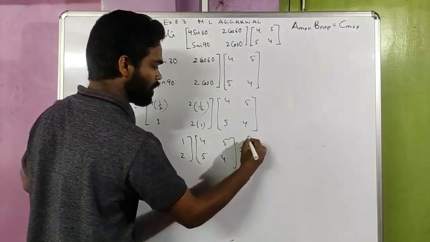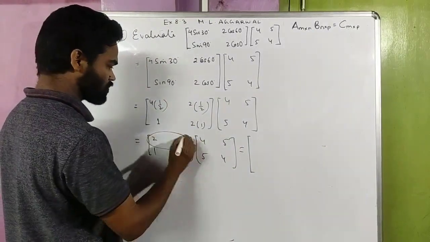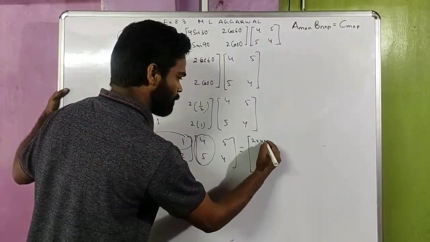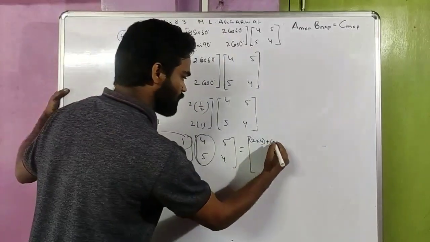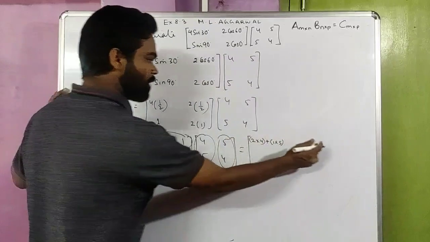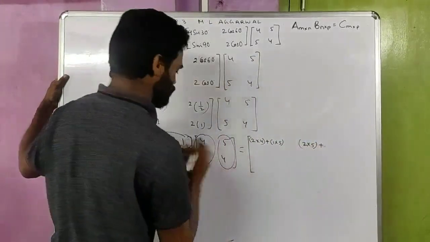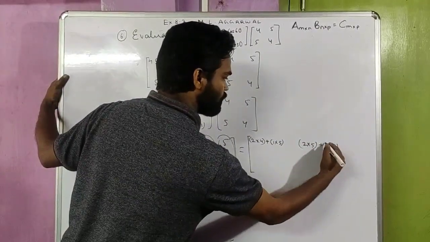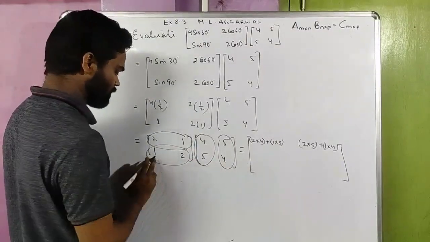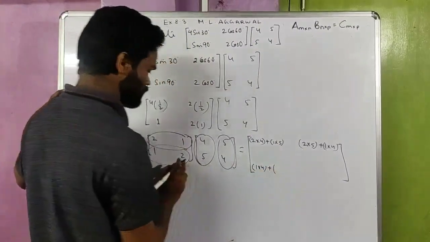Now we just did multiplication of this kind of matrices. So the first element will be first row multiplied by first column. So 2 multiplied by 4 plus 1 multiplied by 5. Now first row second column comes over here. That's 2 multiplied by 5 plus 1 multiplied by 4. Then we have second row first column comes over here. 1 into 4 plus 2 into 5.